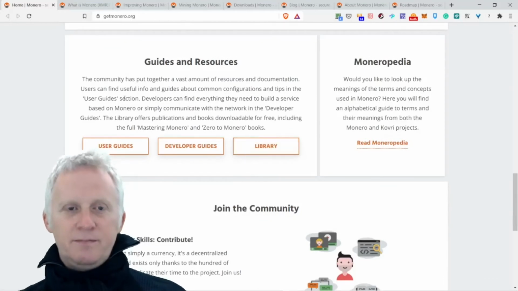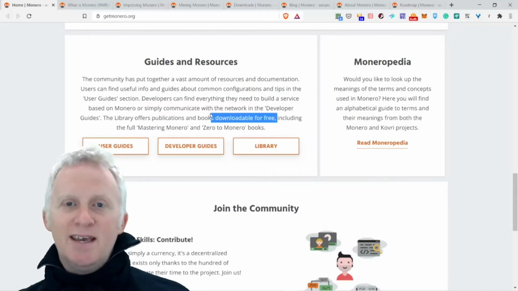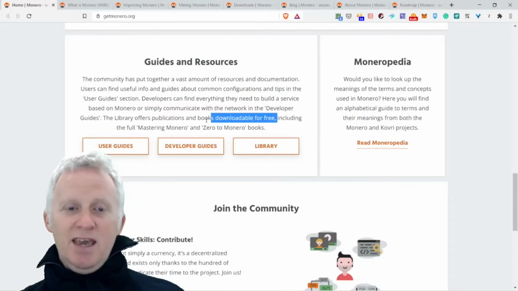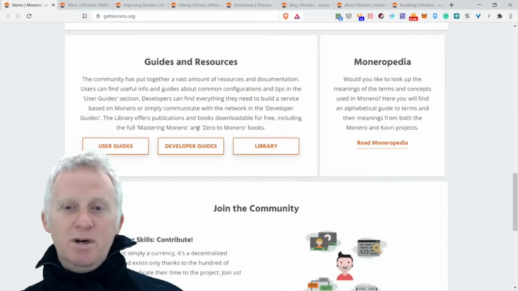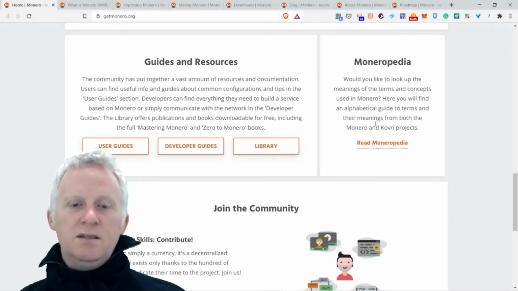Guides and resources. The community has put together a vast amount of resources and documentation. Users can find useful info and guides on common configurations and tips in the user guides. Pretty cool. Developers can find everything they need to build services based on Monero, or simply communicate with the network, in the developer guides. The library offers publications and books downloadable for free. Free, my friend, it's completely free. That's cool, who doesn't like free? It includes the full Mastering Monero and Zero to Monero books. Pretty cool. The Moneropedia: would you like to look up the meanings of terms and concepts used by Monero? Here you will find an alphabetical guide to terms and their meanings from both the Monero and the Kovri project. Pretty outstanding.